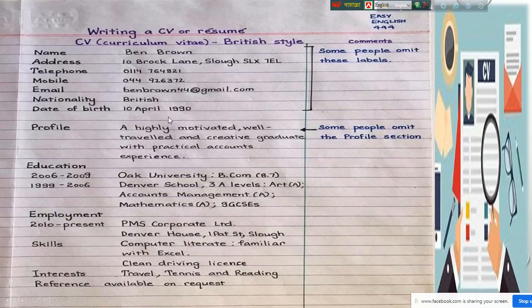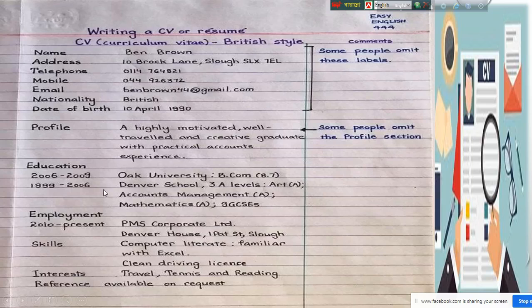Okay, dear students, here are some controversies. In some cases these are the personal details. This point may be included as personal details. Sometimes people don't like to give personal details, especially the date of birth. So as I said, it depends on what your employers demand. Okay. And then profile: highly motivated, well traveled, and creative graduate with practical accounts experience.